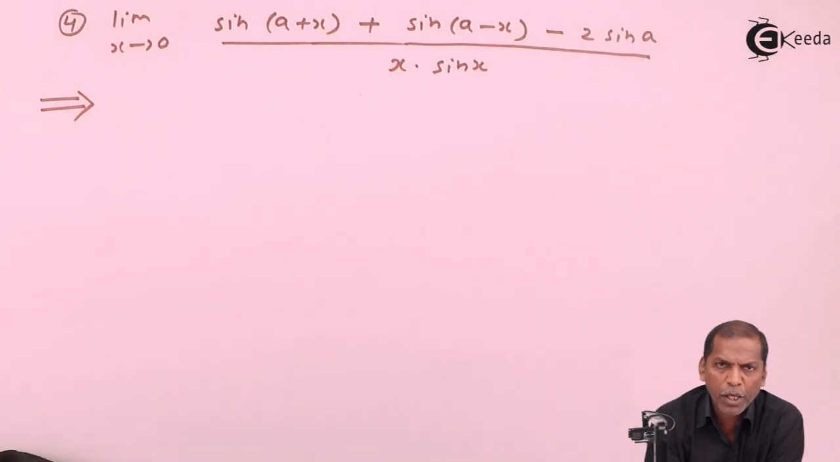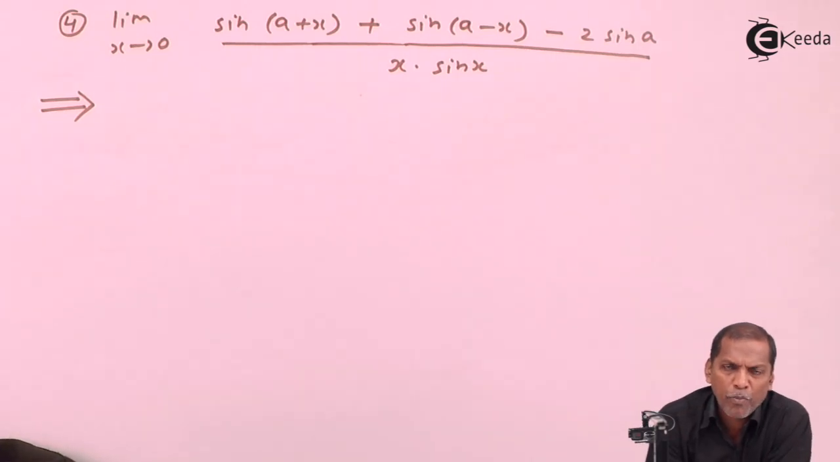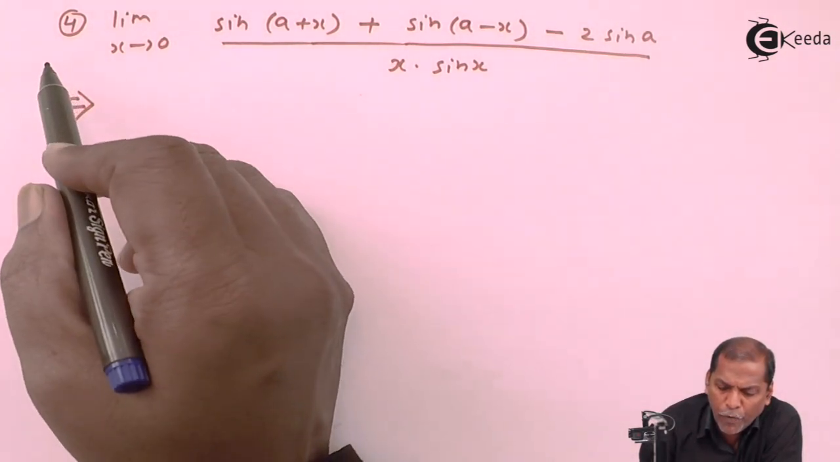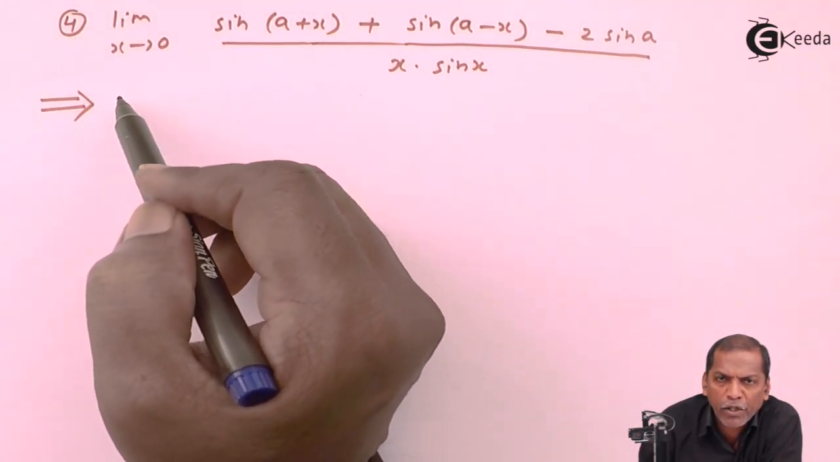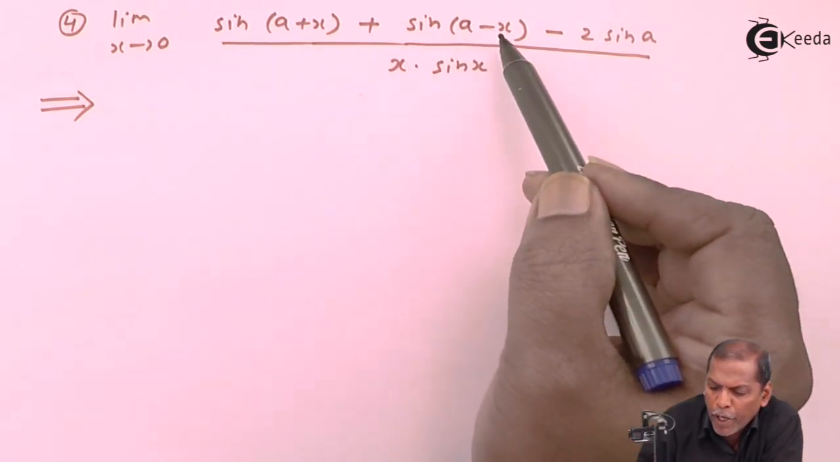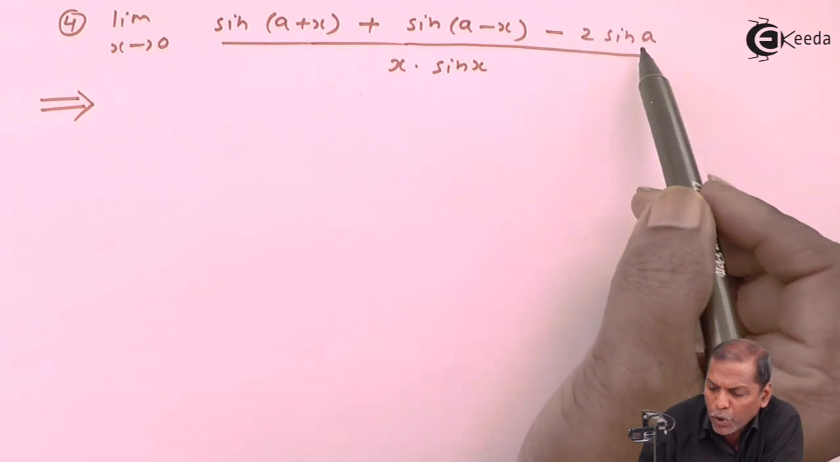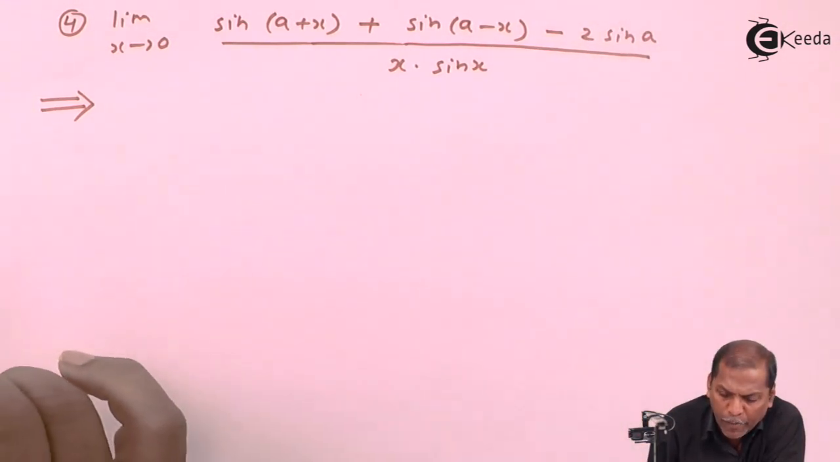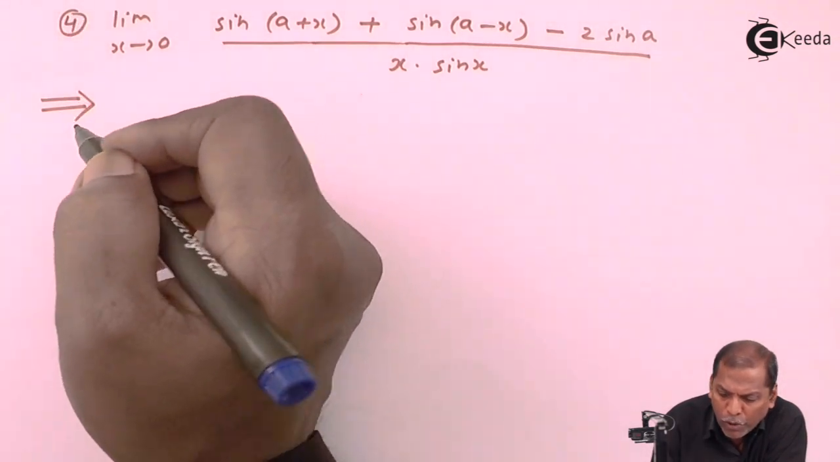Hello friends, now we see problem number 4, which is also based on limits of trigonometric functions of the chapter Limits. The problem is: limit x tends to 0 of (sin(a + x) + sin(a − x) − 2 sin a) divided by x into sin x. Now let's see the solution.